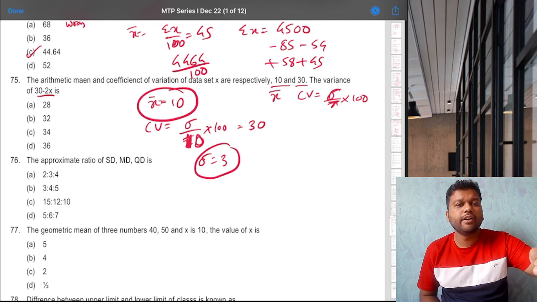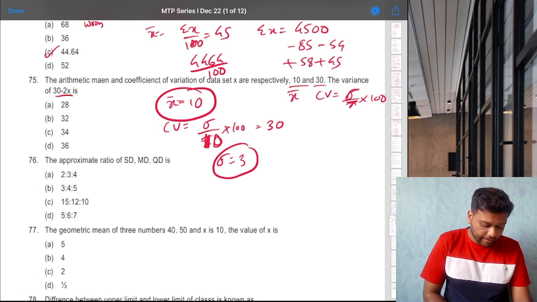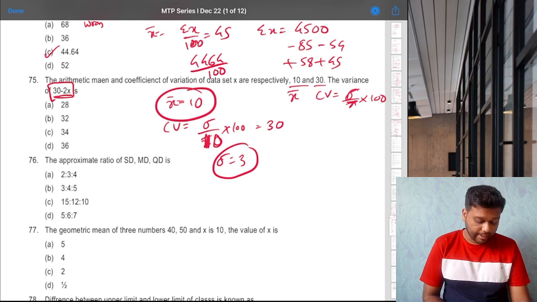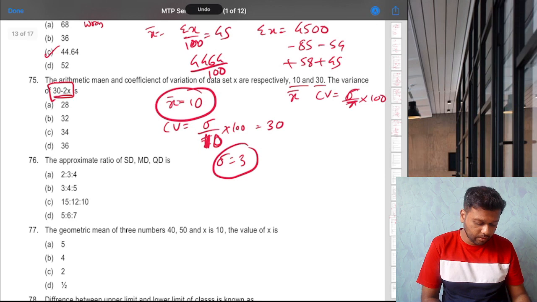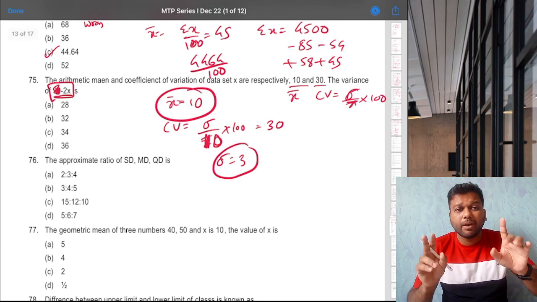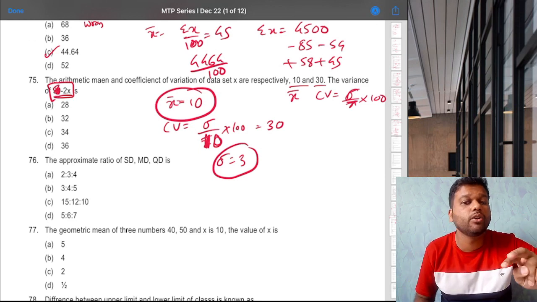Fine. So let's find it for the new data. Variance of 30 minus 2x. Understand, this 30 is a change of origin. Why? Because it is added. So we can ignore that. Variance is only affected by change of scale. Change of scale is multiplication or division.